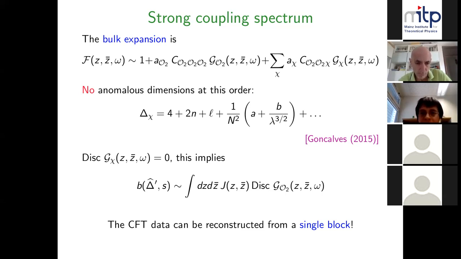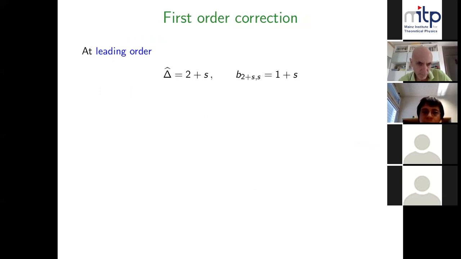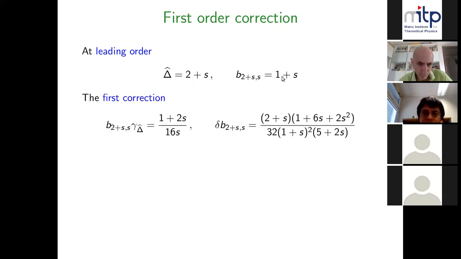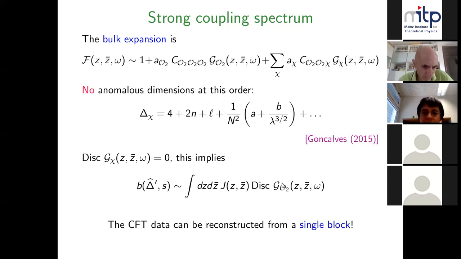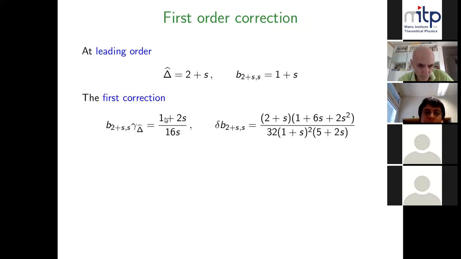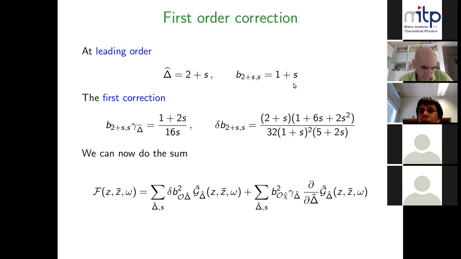So amazing, we're reaching basically the end of the talk. Let me tell you how it works. At leading order, we have, for example, this defect family with these bulk to defect OPE coefficients. Now using our inversion formula technology, by inverting a single superconformal block, we can obtain the anomalous dimensions and corrections to the OPE coefficients. And now we can do the sum. So now our correlator is this infinite sum of basically hypergeometric functions with these coefficients that come from the inversion formula.